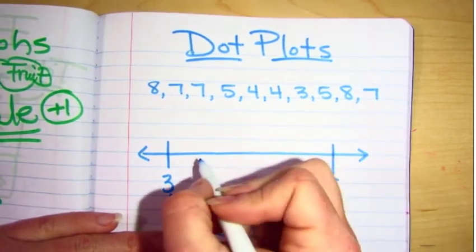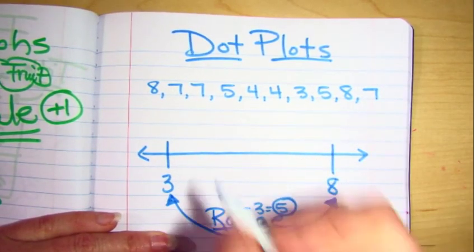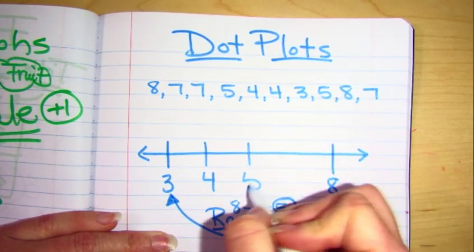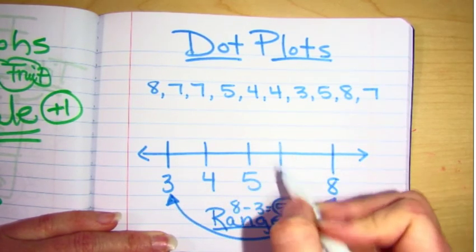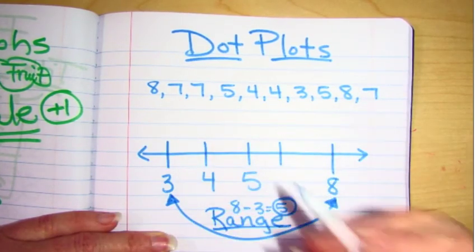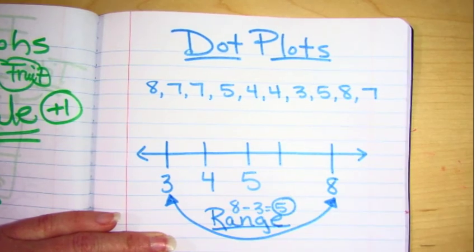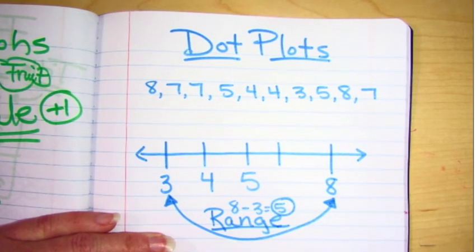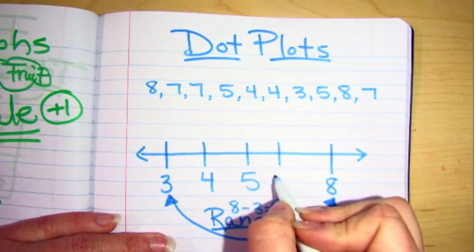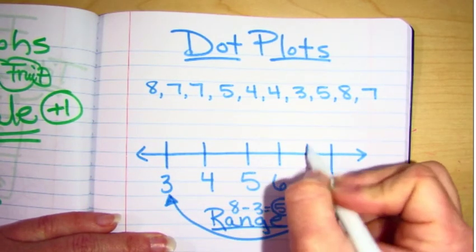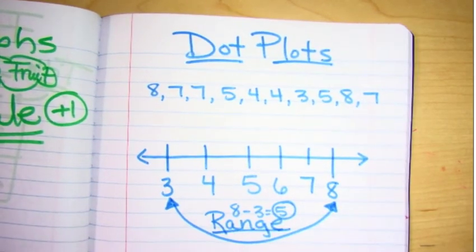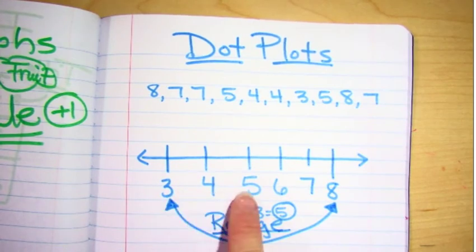Now, I'm going to fill in the spaces in between. 4, 5. Now, do you see a 6 here on this line? No, I can't skip 6. I heard that a lot of kids will try to because there's not a 6. But if you start with 3 and go to 8, you have to put 6, even if there's not a 6 in your data set. I put those a little too close together. So now I've got 3, 4, 5, 6, 7, 8.